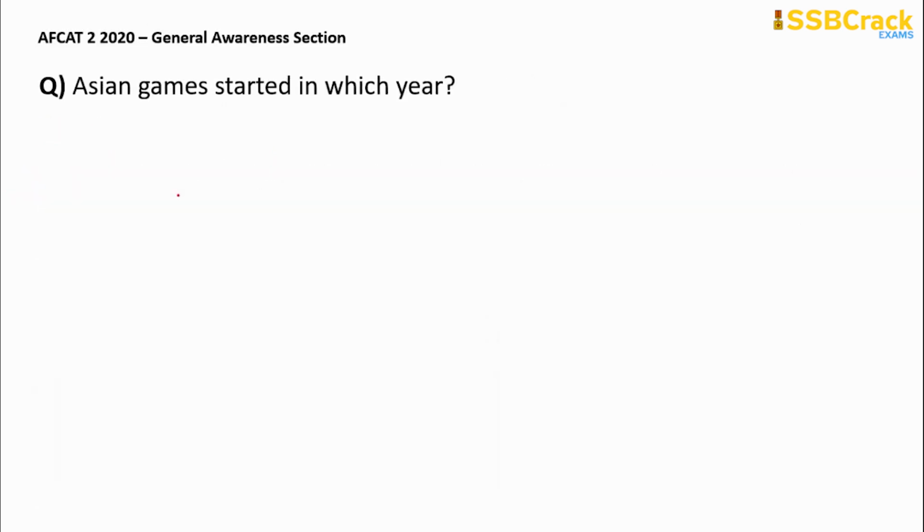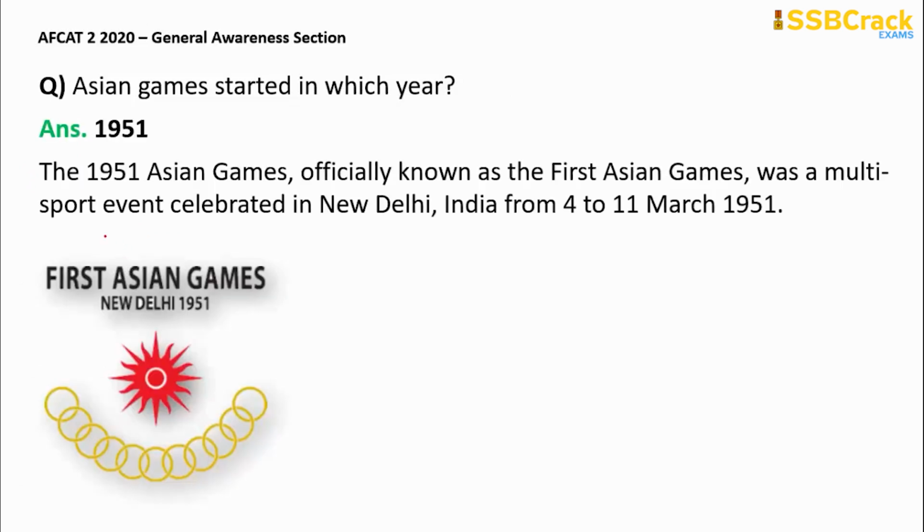Next question, Asian Games started in which year? Asian Games started in the year 1951. Officially, they were known as the first Asian Games and was a multi-sport event celebrated in New Delhi, India. They were held from 4th to 11th March 1951.